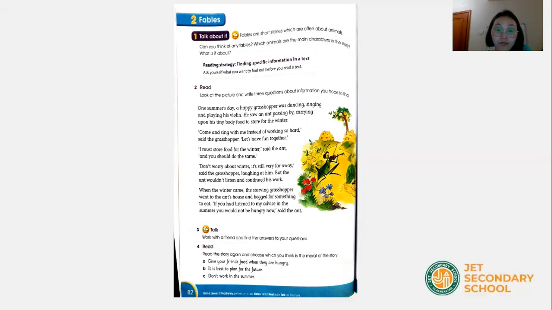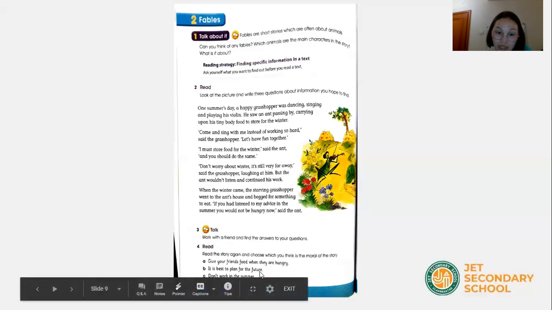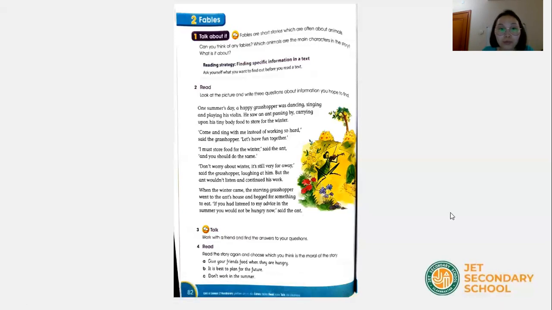So A and C give us some very obvious facts from the fable. But the moral of the story, after reading this fable, is that it's best to plan for the future, just like the ant, right? So B is the moral of the story, as you can see.